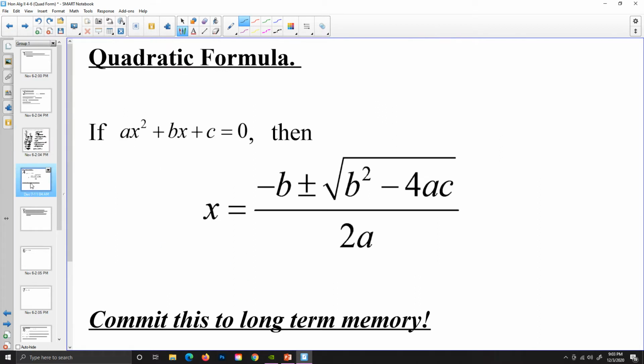The quadratic formula: if ax squared plus bx plus c is equal to 0, then x equals negative b plus or minus the square root of b squared minus 4ac all over 2a. This is something that we definitely want to commit to long-term memory because you will see it over and over again. A couple of quick notes.